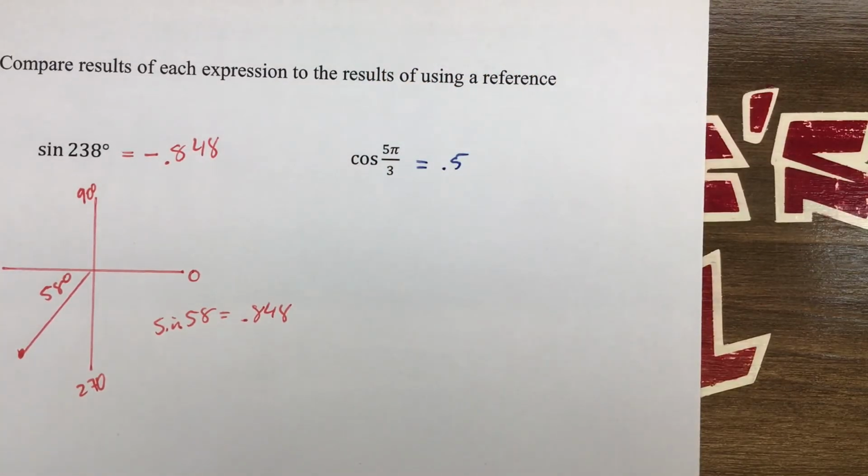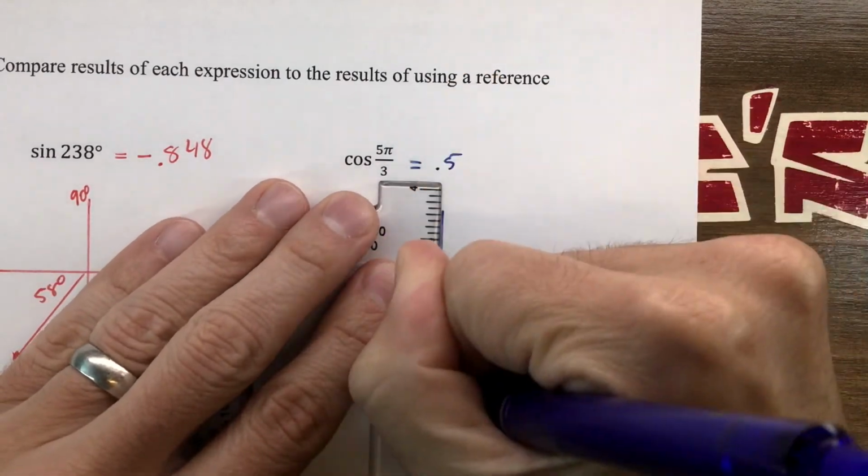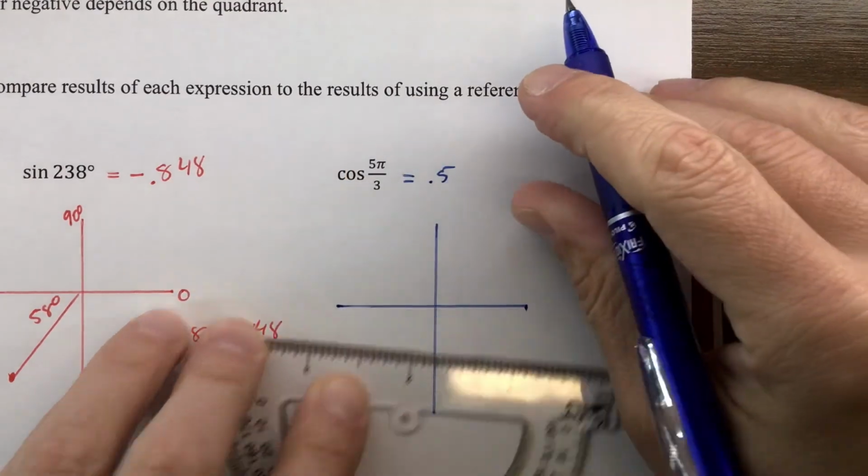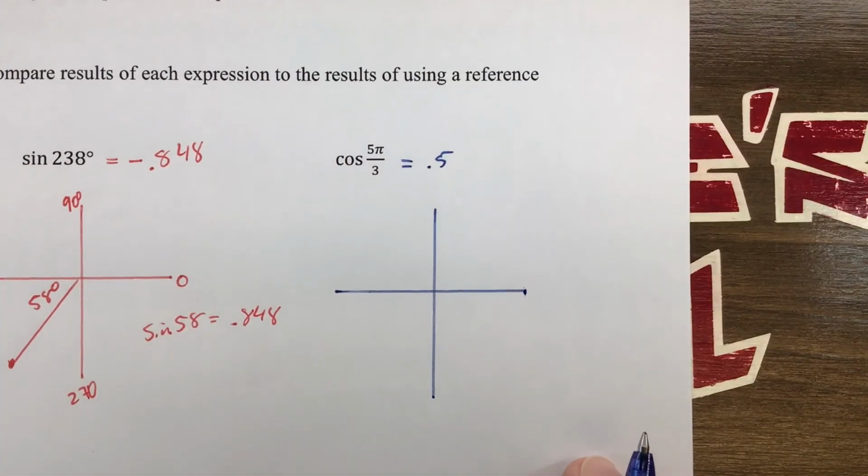All right, now let's go ahead and draw a picture. Let's figure out where that angle actually is. Once we have that, we can talk about a reference angle that goes with it.